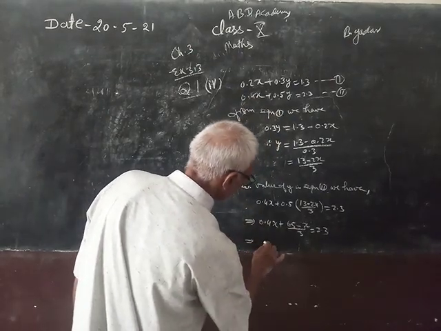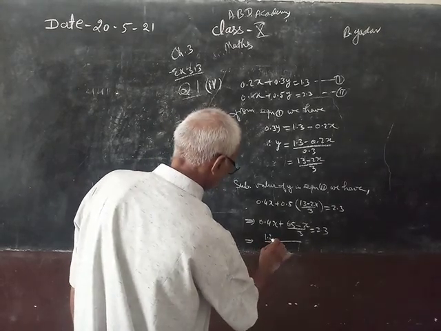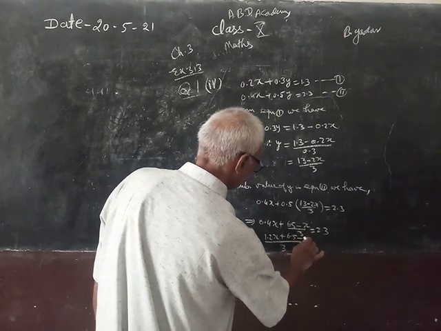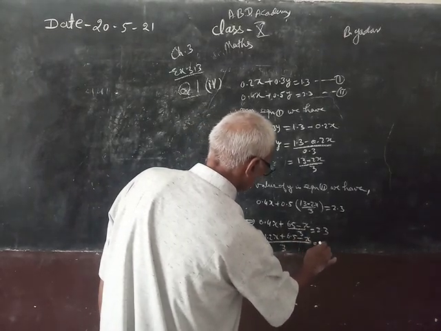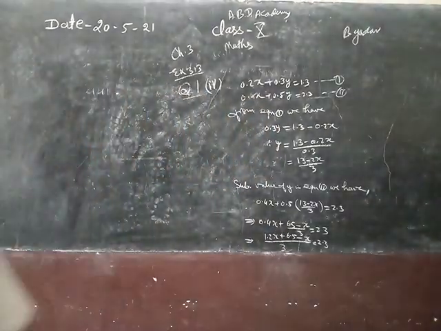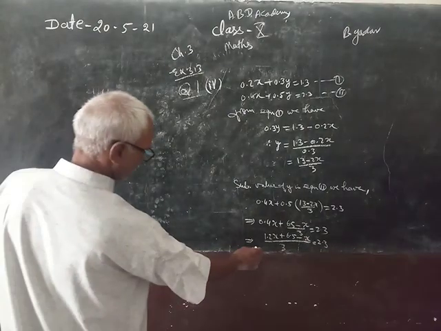Here we shall take LCM. LCM is 3, so it is 1.2x plus 6.5 minus x is equal to 2.3. Now I have this space in the left hand side because in the right I have no space. So let us do it here.